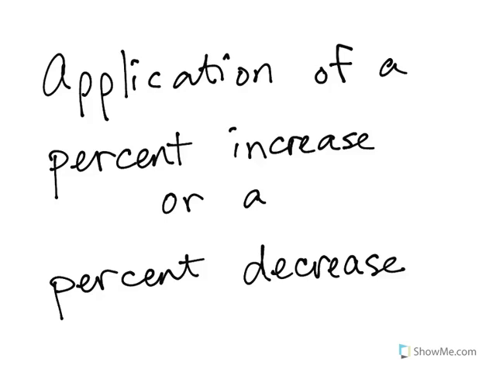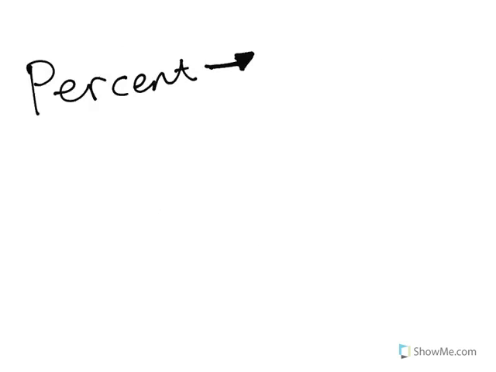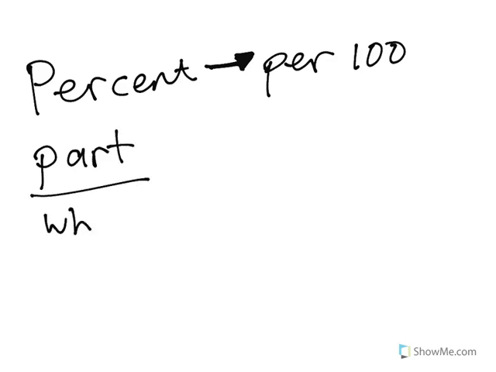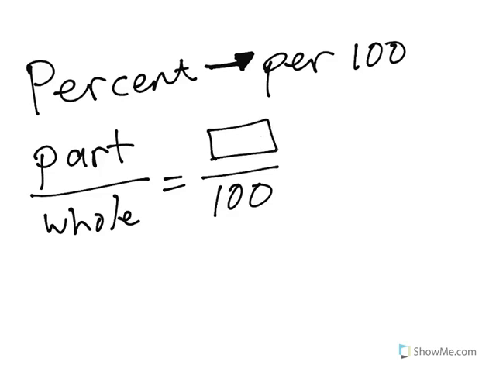All right, let's talk about applications of a percent increase or a percent decrease. So now we're going to use those percentages. First, let's revisit. Percent means per 100. So when we're talking about percents, we often refer to part over whole, where the whole is 100. And that part, whether it's less than 100 or more than 100, is located in the numerator.